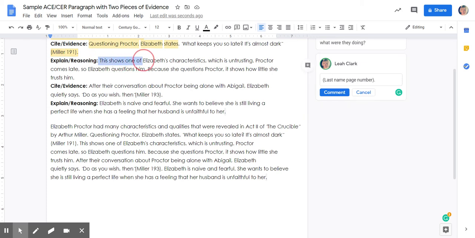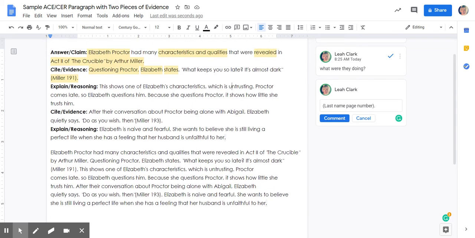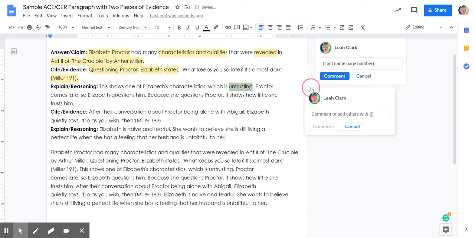Now let's take a look at their reasoning explanation, okay? This shows one of Elizabeth's characteristics, which is untrusting. Again, this person does a great job of using phrases, but I want you to notice, what quality do we get? That she is untrusting. We have the specific quality named right there in that first sentence. Proctor comes late, so Elizabeth questions him. What's going on? Why doesn't she trust him? Because he's showing up late.